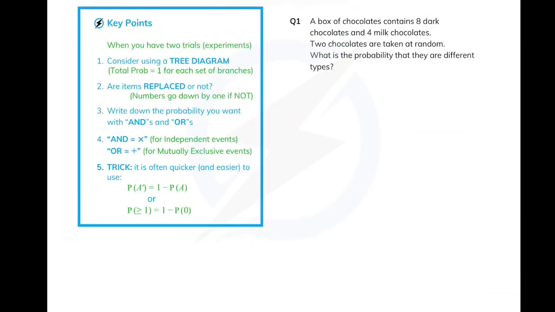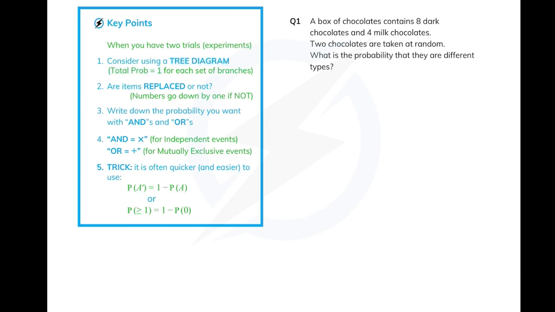So in this tutorial, we're going to look at combined probabilities, which is what you have to deal with when you have more than one thing happening. So two trials, if you like. Remember, a trial is a probability experiment. And ways you might approach this are, well, you might use a tree diagram. You don't have to, but it sometimes is a good idea, remembering that on each set of branches, the total probability must be 1.